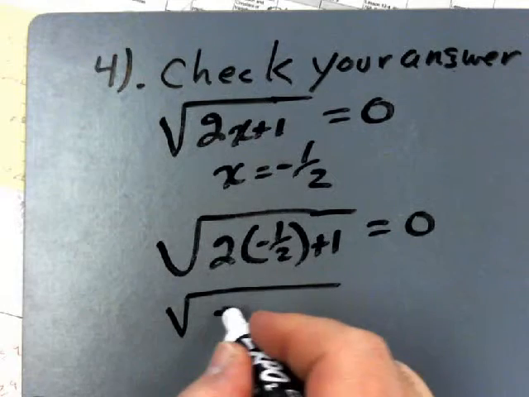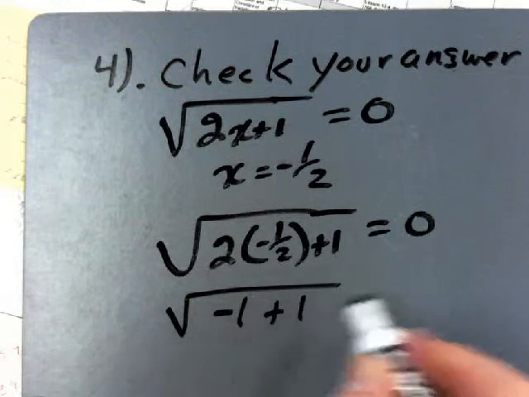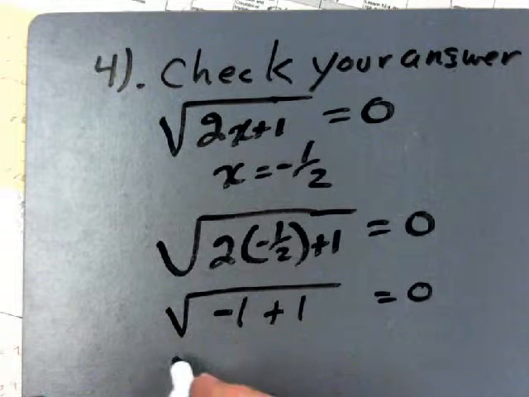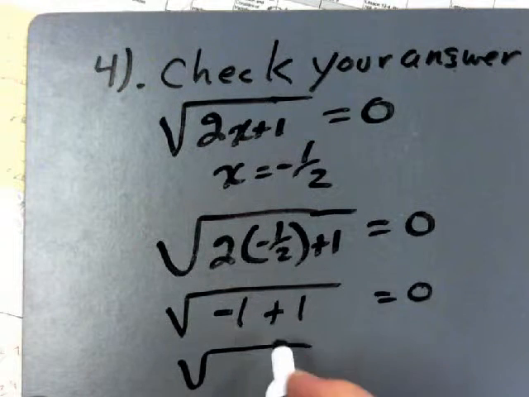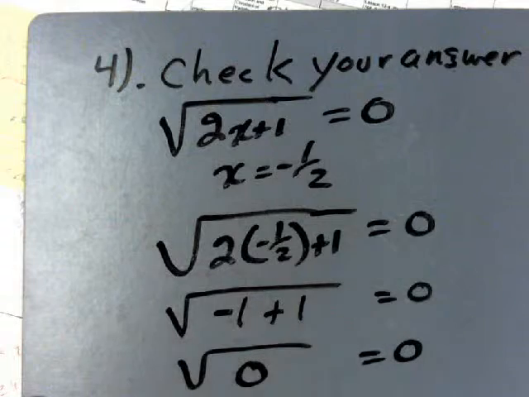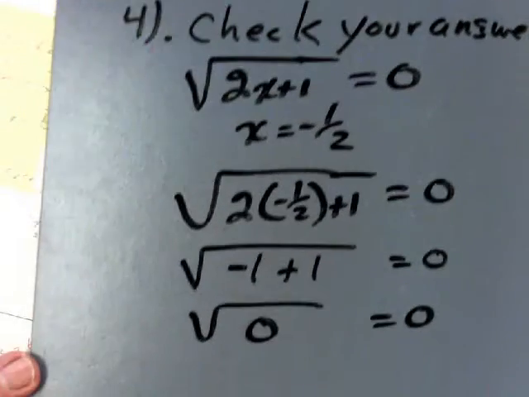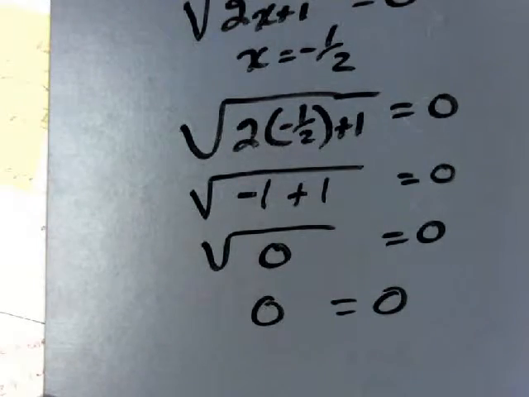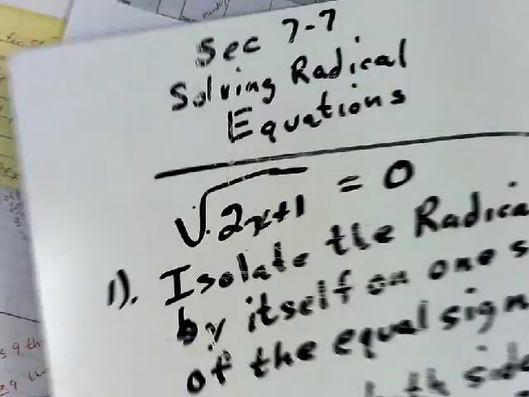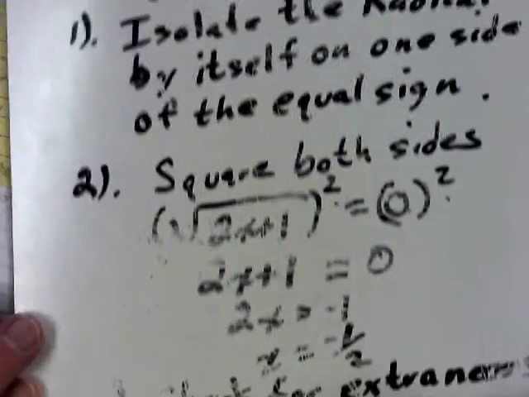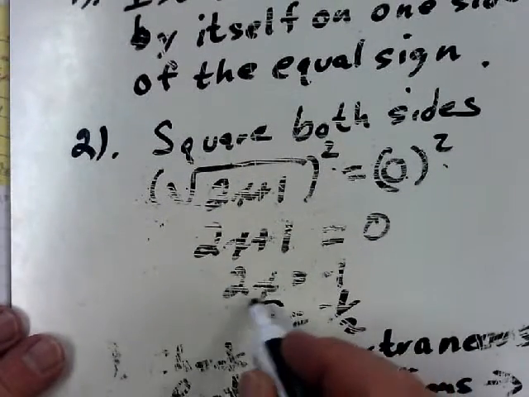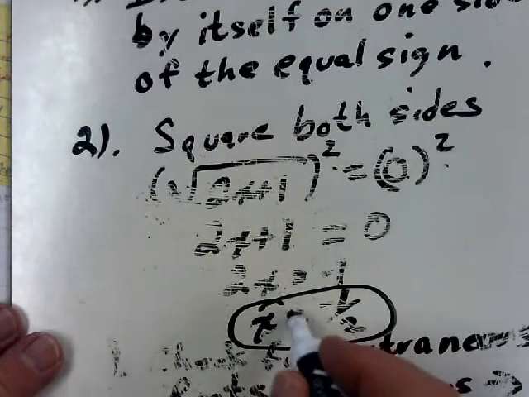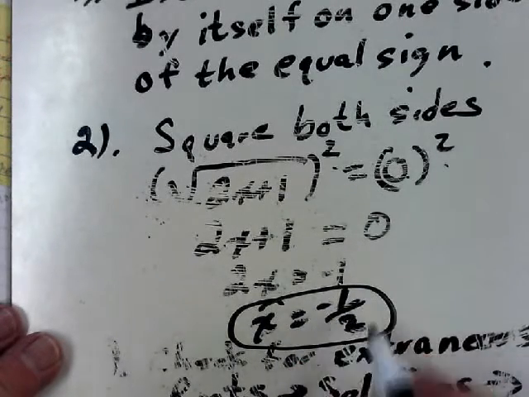Negative 1 plus 1 equals 0. What's a negative 1 plus 1? 0. What's the square root of 0? 0. So does 0 equal 0? So back on this side, if it's not erased by now, I just got done checking it. This answer of x equals a negative 1/2 is correct.